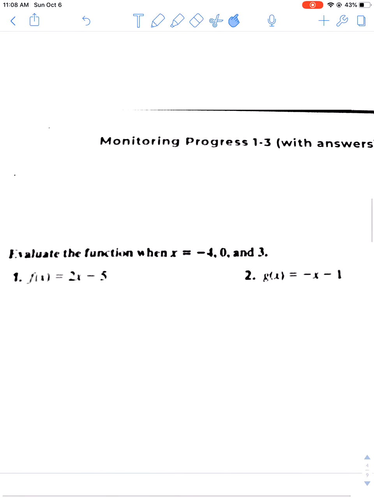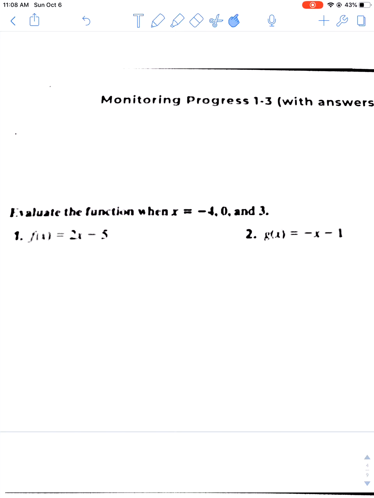So, you've got a few right here to try. It looks like about 2 of them. Let's go ahead, pause the video, and give it a try.